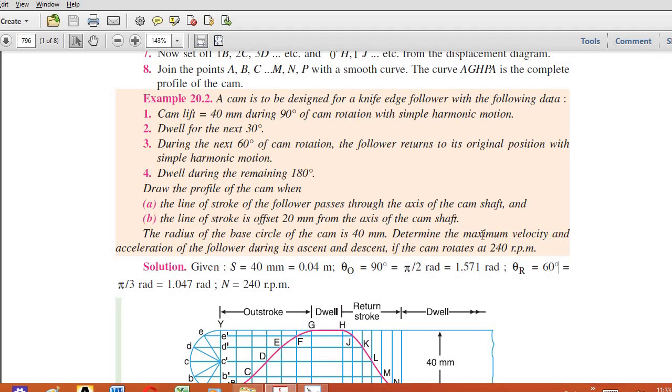Determine the maximum velocity and acceleration during ascent and descent. Maximum velocity during ascent we have to calculate, maximum acceleration during ascent we have to calculate, and similarly for the descent we have to calculate the velocity and acceleration. If the cam rotates at 240 rpm, it is nothing but the speed of the cam. So speed they have given as 240 rpm, you make a note.